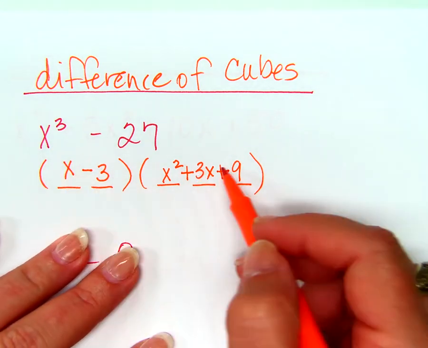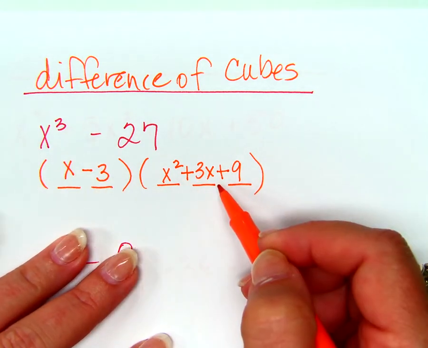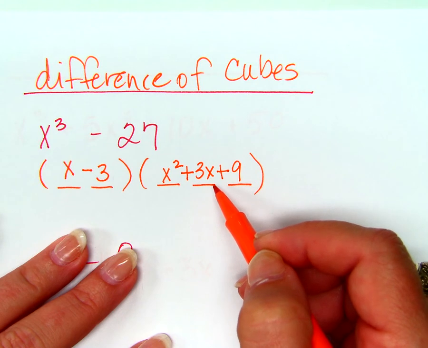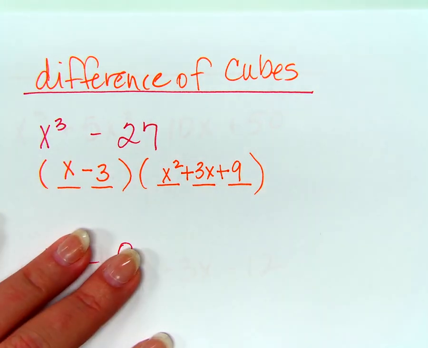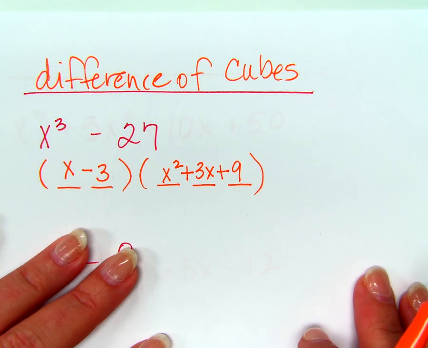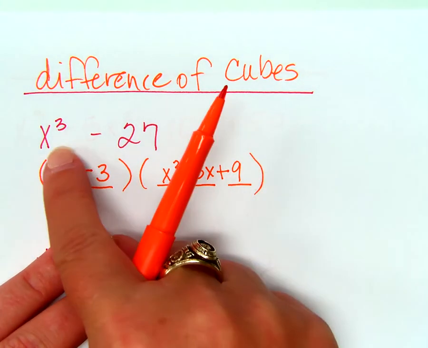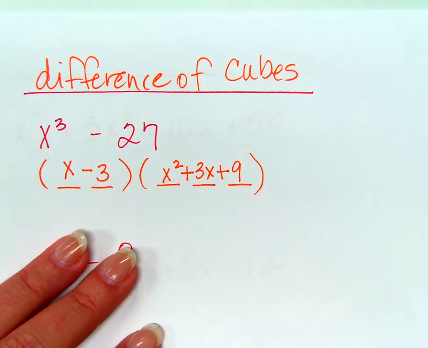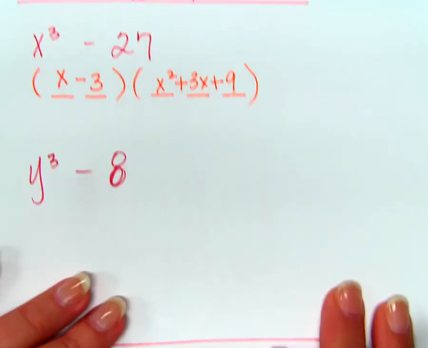Now, could I check this problem? How? I can multiply it all out, right? We don't really have time to do that. I'll do it for you tomorrow if we have time. But can you trust me on this one? If I multiplied this all out, I would end up with x cubed minus 27. Okay? So can we do this one?